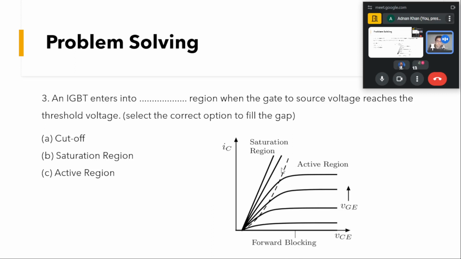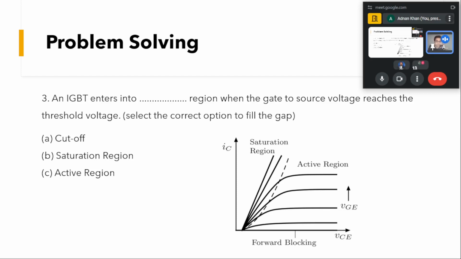So what happens? We are applying a gate voltage, and as soon as this gate voltage increases, first we are in the cutoff region, but as soon as this gate voltage reaches the threshold voltage, our device turns into conduction.